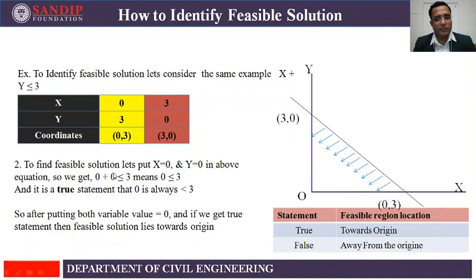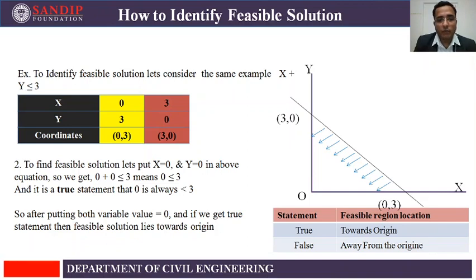To find the feasible solution, let's put x equals 0 and y equals 0 in the above equation, x plus y. So what will be the resulting equation? The resulting equation will be 0 plus 0 less than or equal to 3. It means finally 0 is less than 3. We know that 0 is always less than 3.